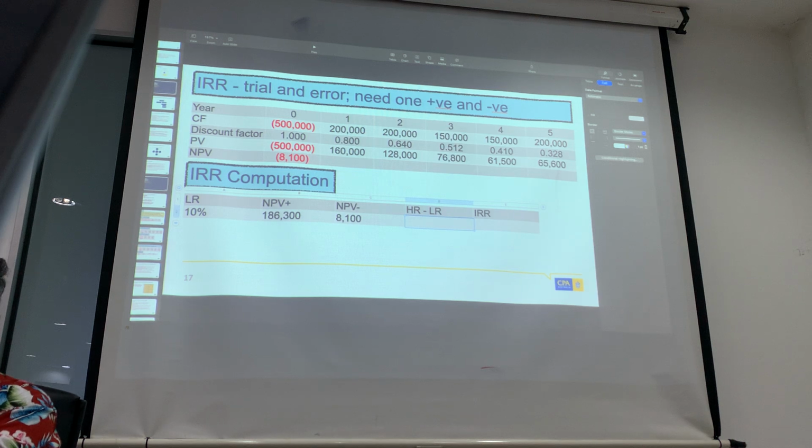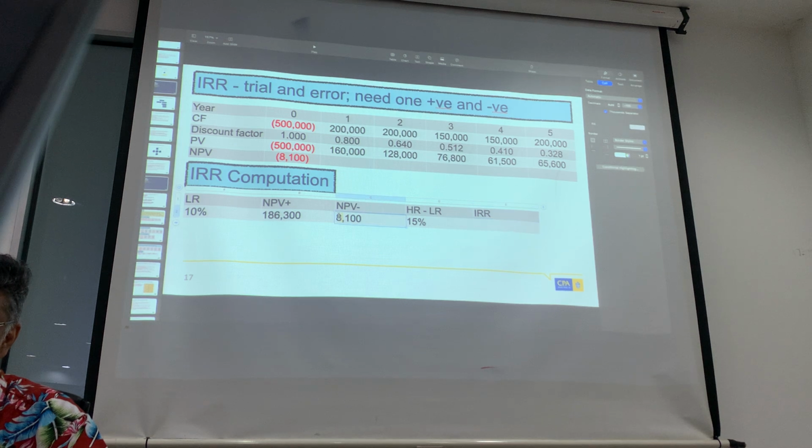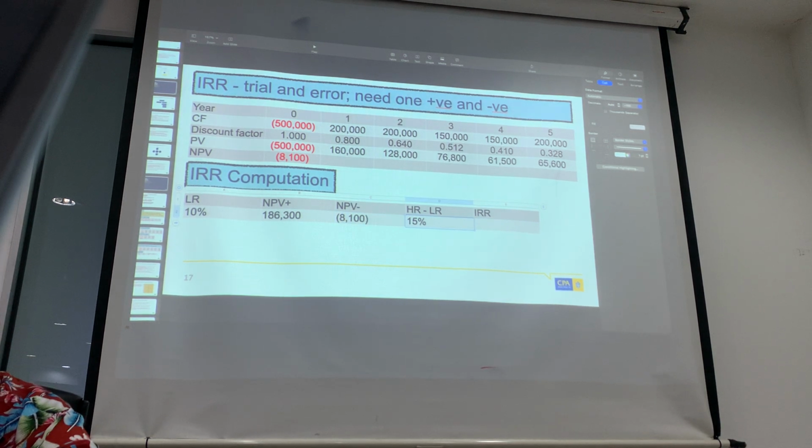But this is how you deal with it when you're outside and you need to estimate outside the numbers. Are you okay? Therefore, high rate minus low rate is 15%. Okay, now can you calculate? Tell me the IRR. Remember, this is negative. I gave you the formula already, right? Okay, now calculate. Tell me the IRR.